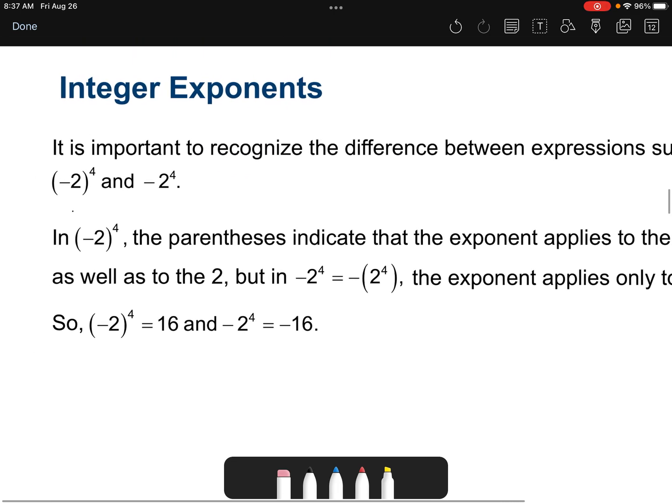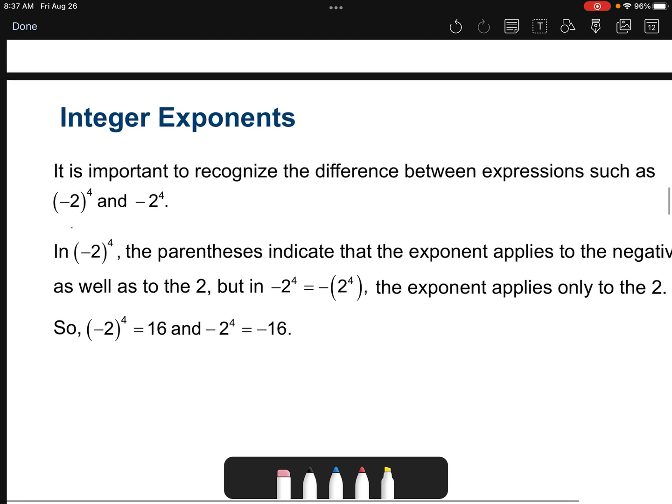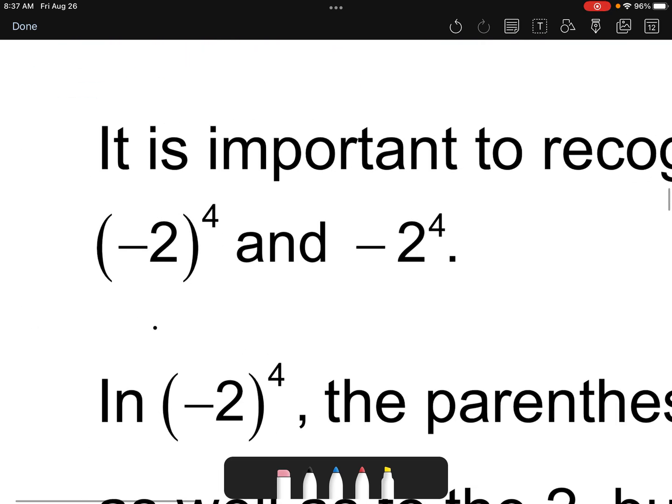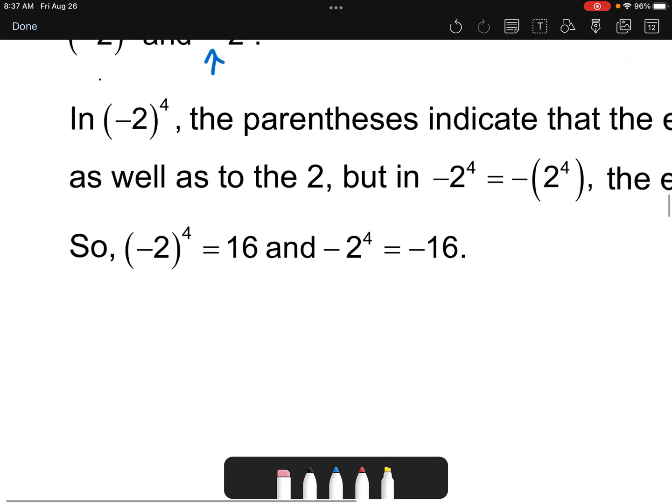So we also talked about recognizing when you're taking the opposite of a number and when you're actually taking a number that's being raised to a certain power. So these two are not the same thing, obviously. The first is the quantity -2 to the 4th, and the second one is the opposite of 2 to the 4th. So that negative sign is not attached to the 2. It is attached to 2 to the 4th. So it's the opposite of 2 to the 4th.